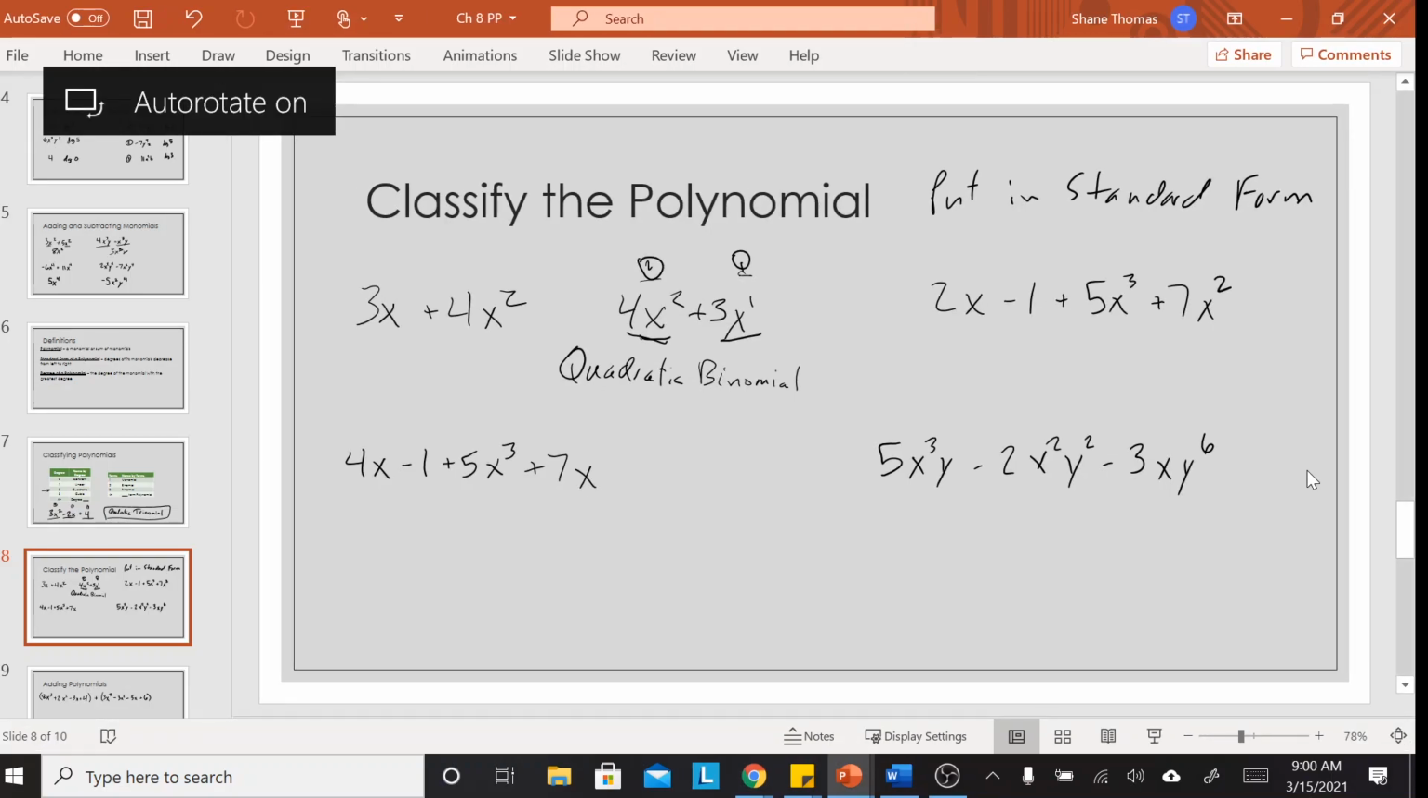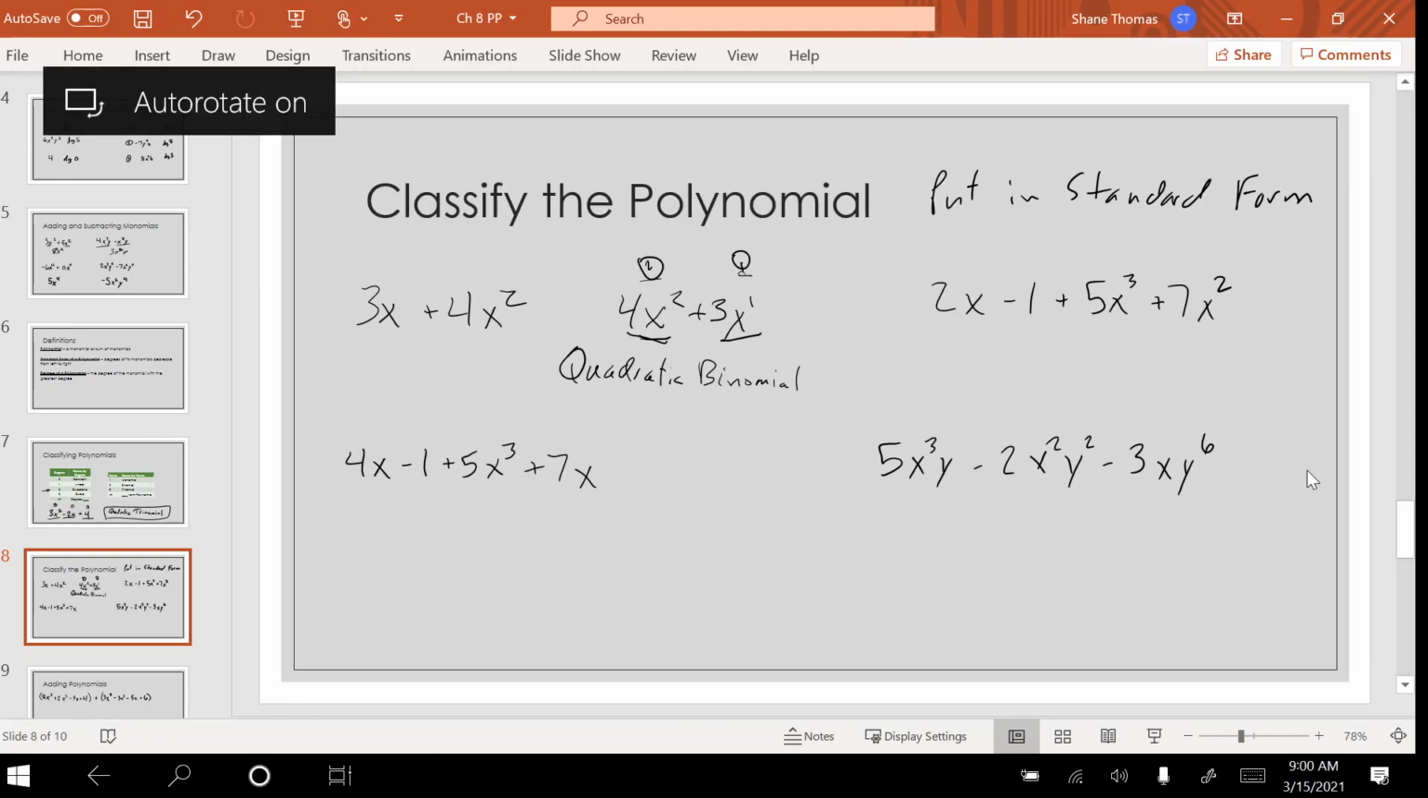Number 2. We have 2x minus 1 plus 5x to the third plus 7x squared. What order should it be in? 5x to the third, 7x squared, plus 2x. Good. All right. What's the degree of this thing? Yeah, it'd be 3, so it would be cubic, right?